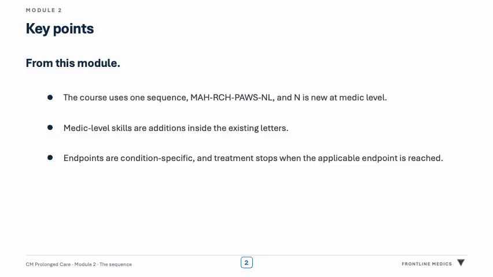Key points from this module. 1. Sequence. March, pause, NL and N is new at medic level. Medic skills are additions inside the existing letters. And endpoints are condition specific, with treatment stopping when the applicable endpoint is reached. Sources on screen. Module 3 covers reassessment, the central skill of prolonged care.